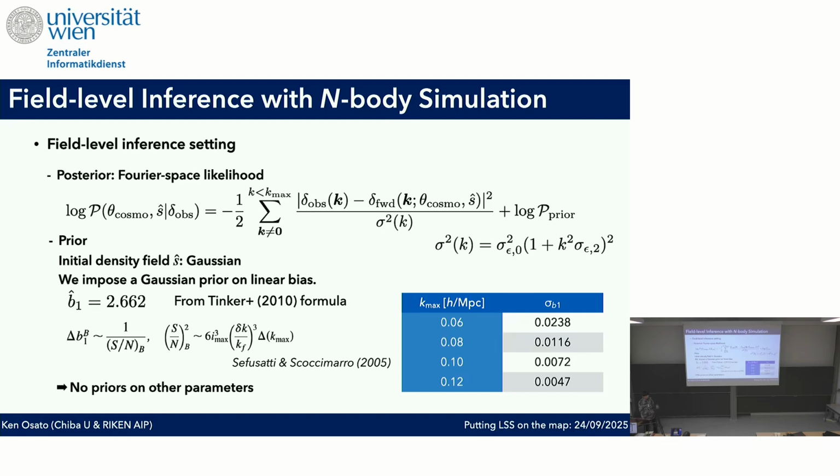So they all change the amplitude. That's why we stick to this Gaussian prior on the linear bias. This is expected from the Tinker formula and also from the measurement of the bias spectrum. This is quite tight, almost fixing the linear bias parameter. However, we don't have to include any priors on the other bias parameters, sigma epsilon 0 and sigma epsilon 2, and also the cosmological parameters.